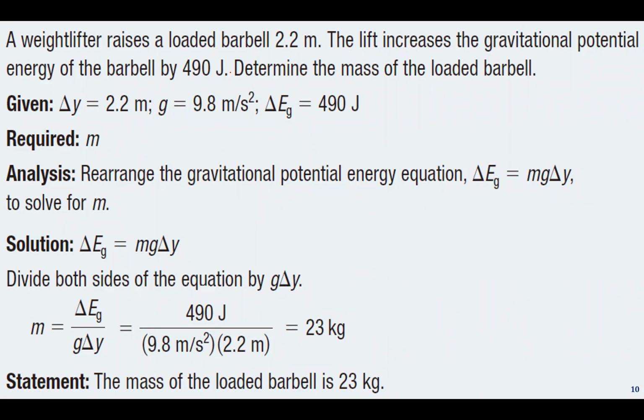So we can rearrange the gravitational potential energy equation to solve for m. Because we know delta Eg equals mg delta y, we can divide both sides of the equation by g delta y. That gives us m equals delta Eg over g delta y. And then putting all the values in, we find the mass of the barbell is approximately 23 kilograms. All right, do you have any questions?